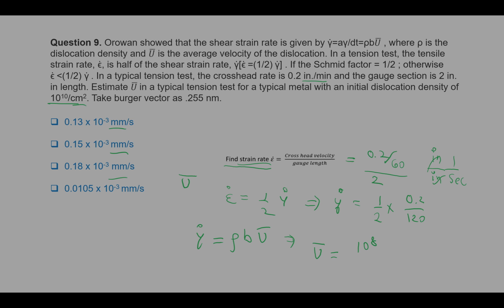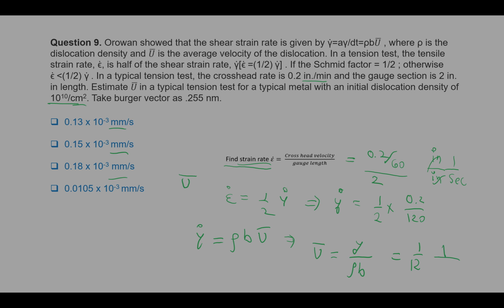Sorry, first you have to find out. First we have to keep the gamma value. Then we have to divide rho and b. So what is the gamma value? That is around 0.1 by 120, or we can say 1 by 12, into this rho value which they have given.